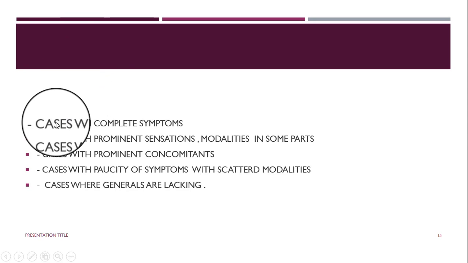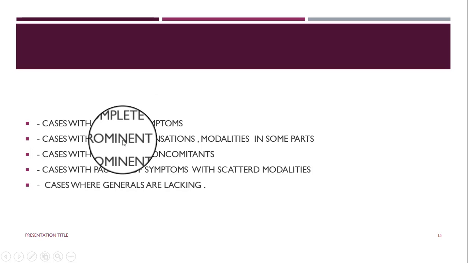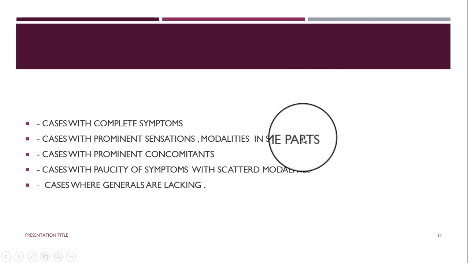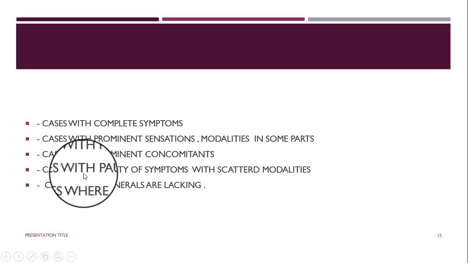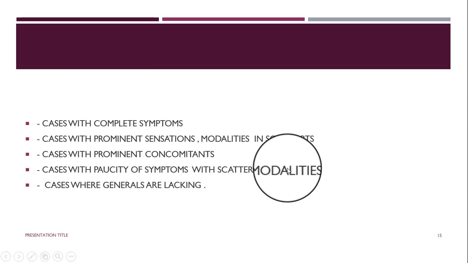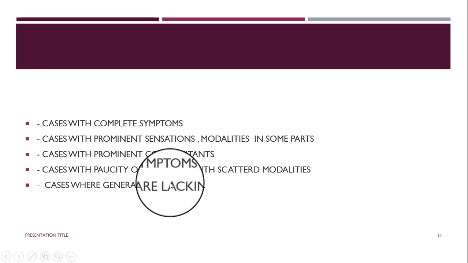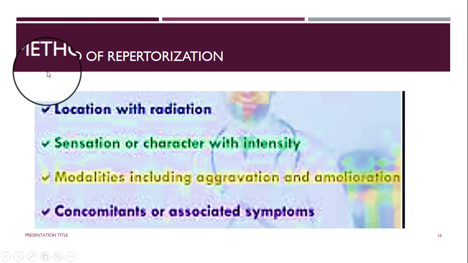as you can see here on the screen, cases with complete symptoms. Secondly, cases with prominent sensations and modalities in some part but vague in other parts. Next, cases with prominent concomitant symptoms. Next, cases with paucity of symptoms with scattered modality and no characteristics. The last is cases where the generals are generally lacking. And it is useful to get related remedies by working on the last chapter. So this was all about the adaptability of Dr. Boenninghausen's therapeutic pocket book. Now next is the method of repertorization.